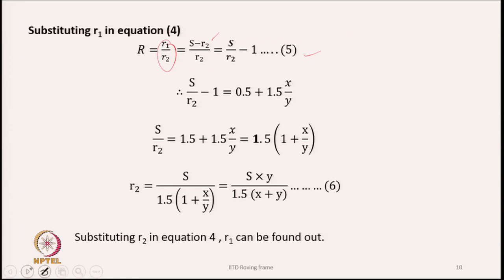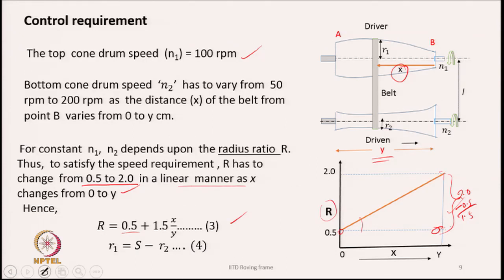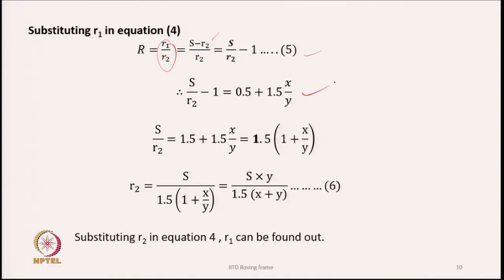So, equation number 5 and the previous equation number 3 are both equal to r. So, these two are actually the same, hence s by small r2 minus 1 is equal to 0.5 plus 1.5 into x by y, because both of them are equal to r.